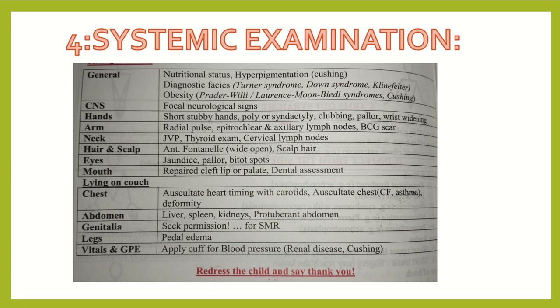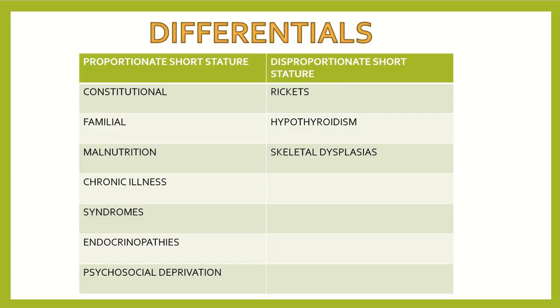And then while lying on couch, first examine the chest, auscultate the heart timing with carotid, auscultate the chest, and look for any deformity. In abdomen, palpate the liver, the spleen, the kidneys. In genitalia, seek permission first and then examine. In legs, find out any pedal edema, and in vitals, measure all the vitals.